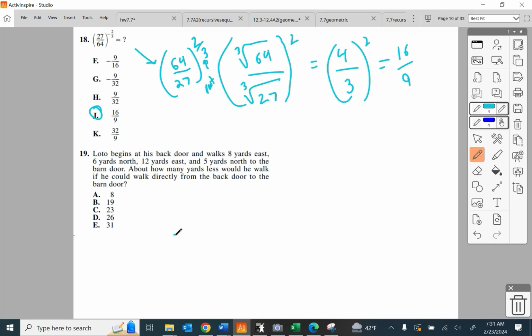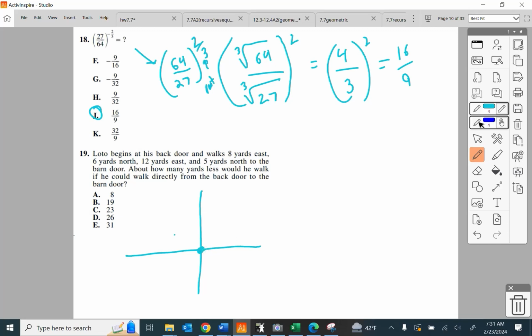Begins at his back door and walks 8 yards east, 6 yards north, 12 yards east, 5 yards north to the barn door. About how many yards less would he walk if he could walk directly from the back door to the barn door? And so let's just put this on the old XY axis here. This is where he starts, the origin.